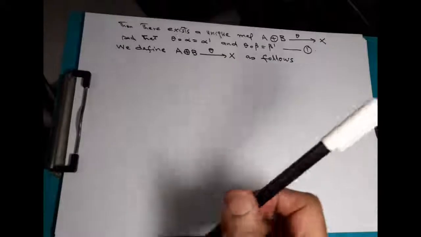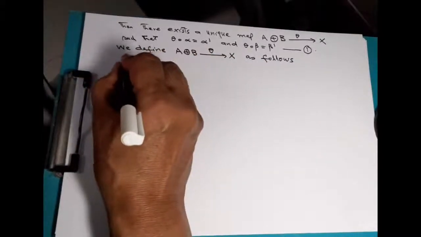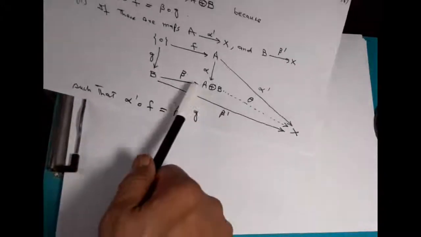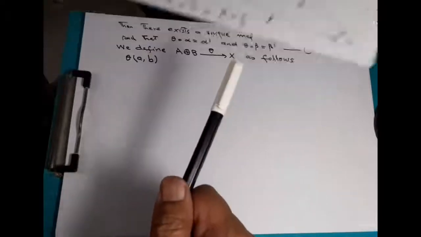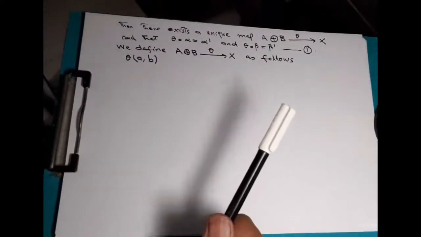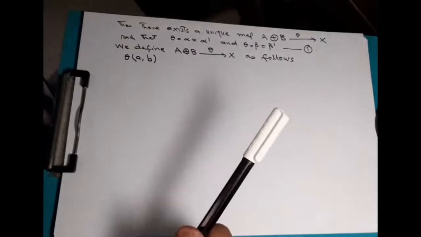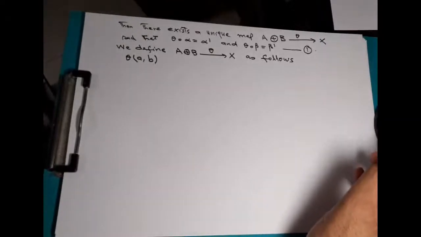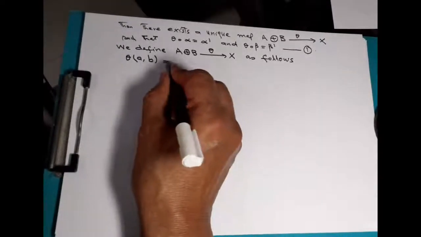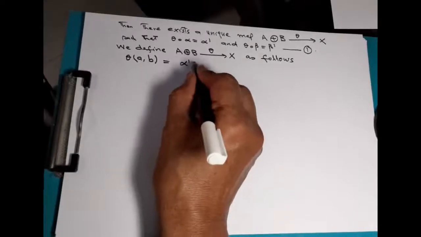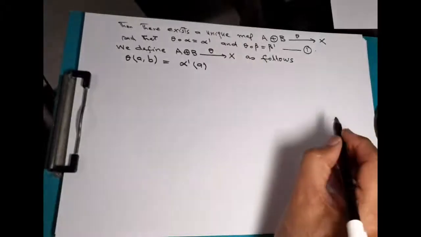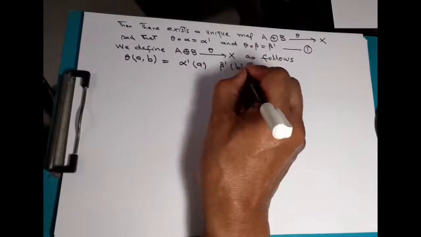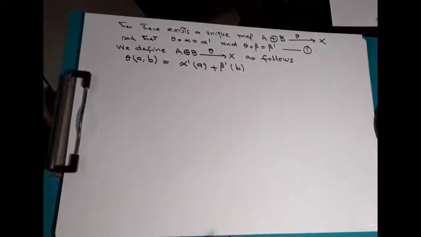Effect of theta on (a, b). Remember that (a, b) is an element of this direct sum. So the effect of theta on the ordered pair (a, b), we define as equal to the effect of alpha dash upon a, and then the effect of beta dash upon b, and then we add these two with each other.